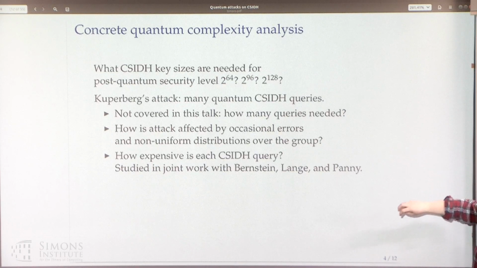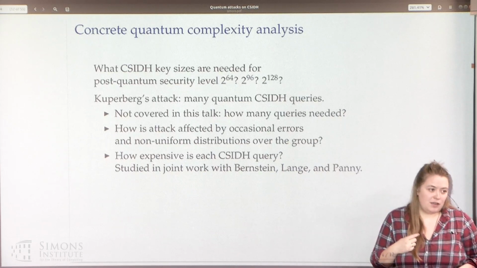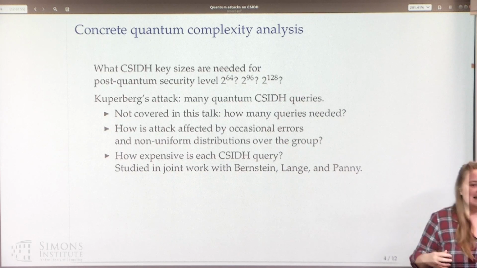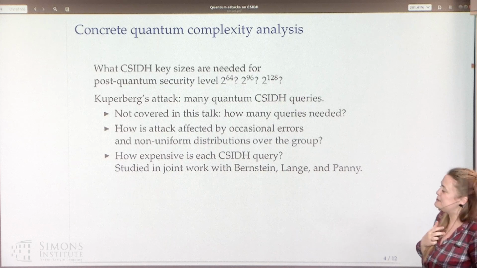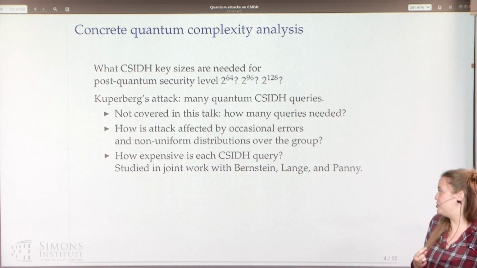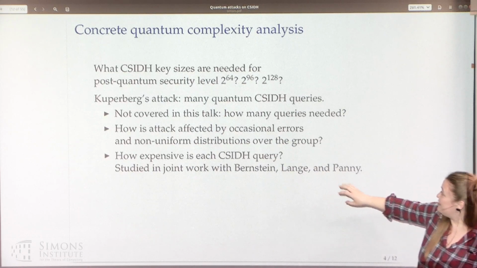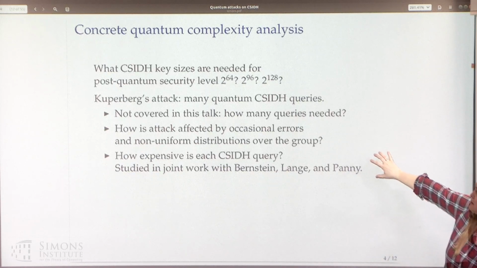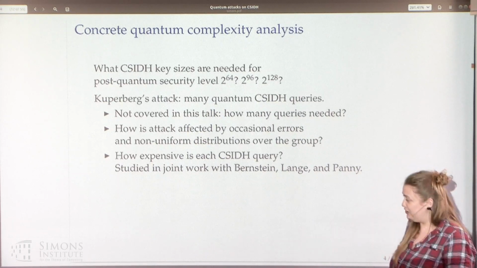And in the case of CSIDH, the queries themselves are actually hugely expensive. So in joint work with Dan Bernstein, Tanja Lange, and Lorenz Panny, who wrote a lot of these slides, actually, so credits to them, we looked at this question of how expensive is each query, and we did our best to optimize it as much as we could as a quantum algorithm. And I'm going to go a little bit into more details about that, just because that's the thing I know about. And of course, then for the whole attack, you've got this very expensive query times the number of queries, then all of these other very difficult questions like occasional errors and so on.